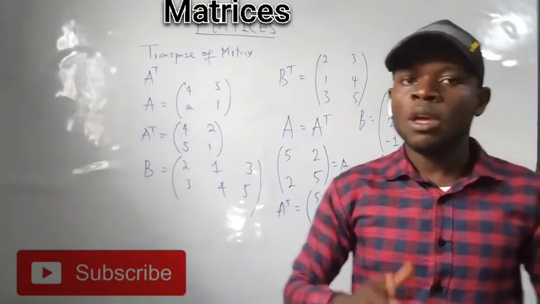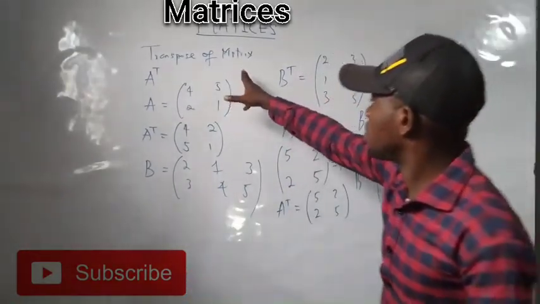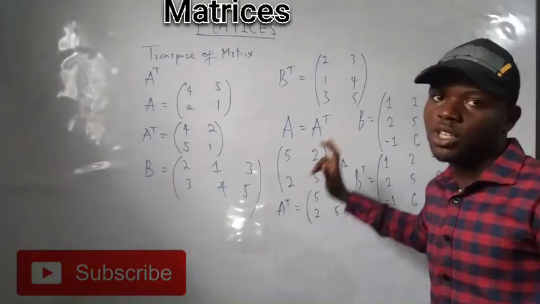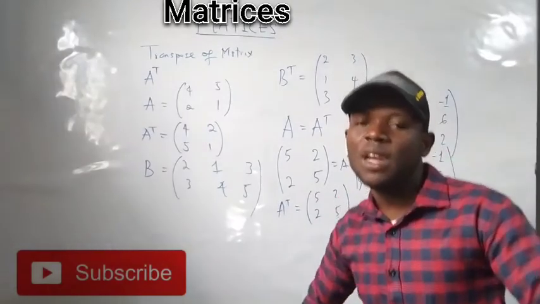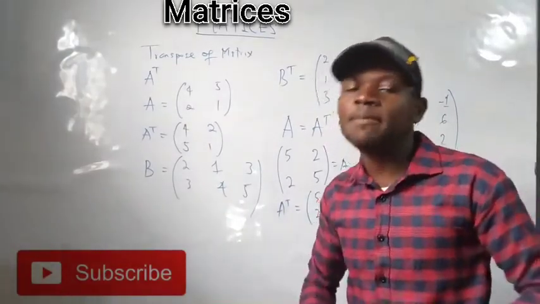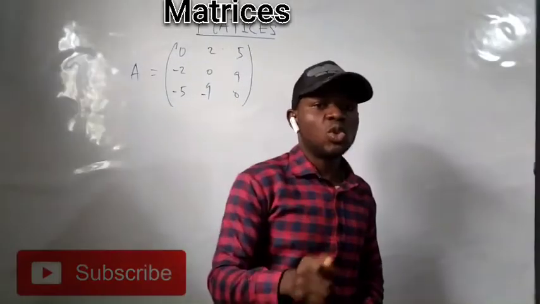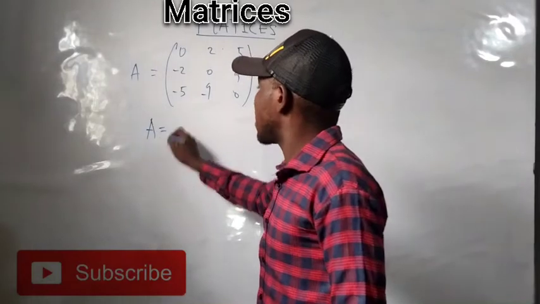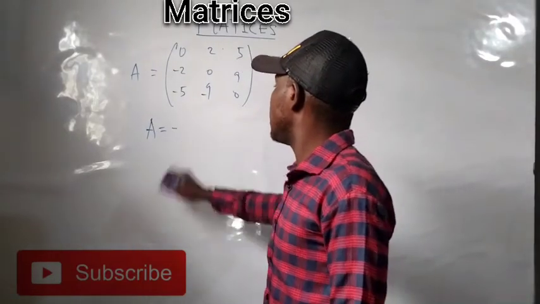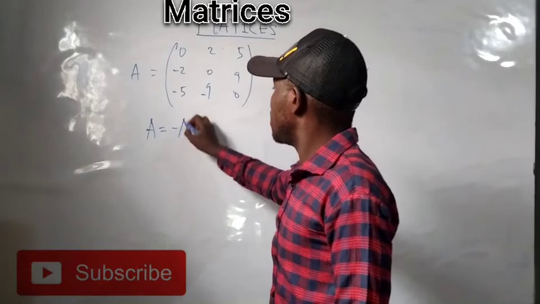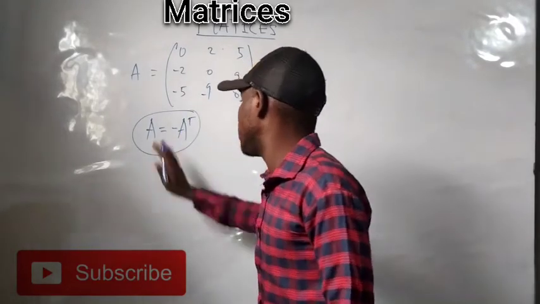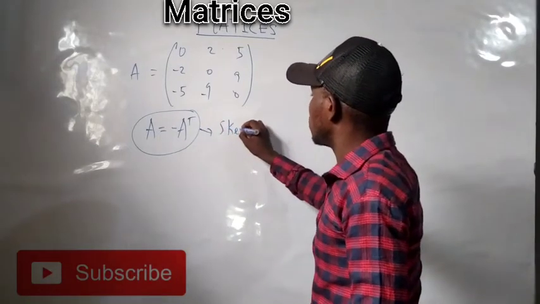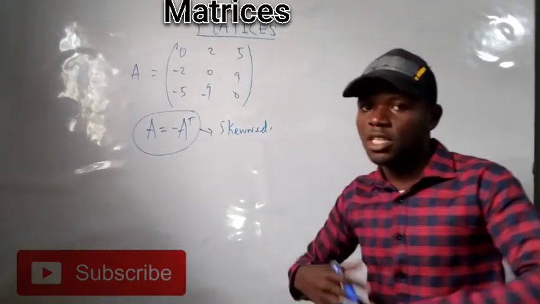We have just talked about the transpose of a matrix, such that you turn the rows to columns, and a symmetrical matrix is a matrix such that even after you have transposed it, it still looks the same as the original matrix. In the case of a skewed matrix, I have a matrix A, then after transposing it I have minus A transpose. Then this matrix is not a symmetrical matrix because of this minus, but it is referred to as a skewed matrix.